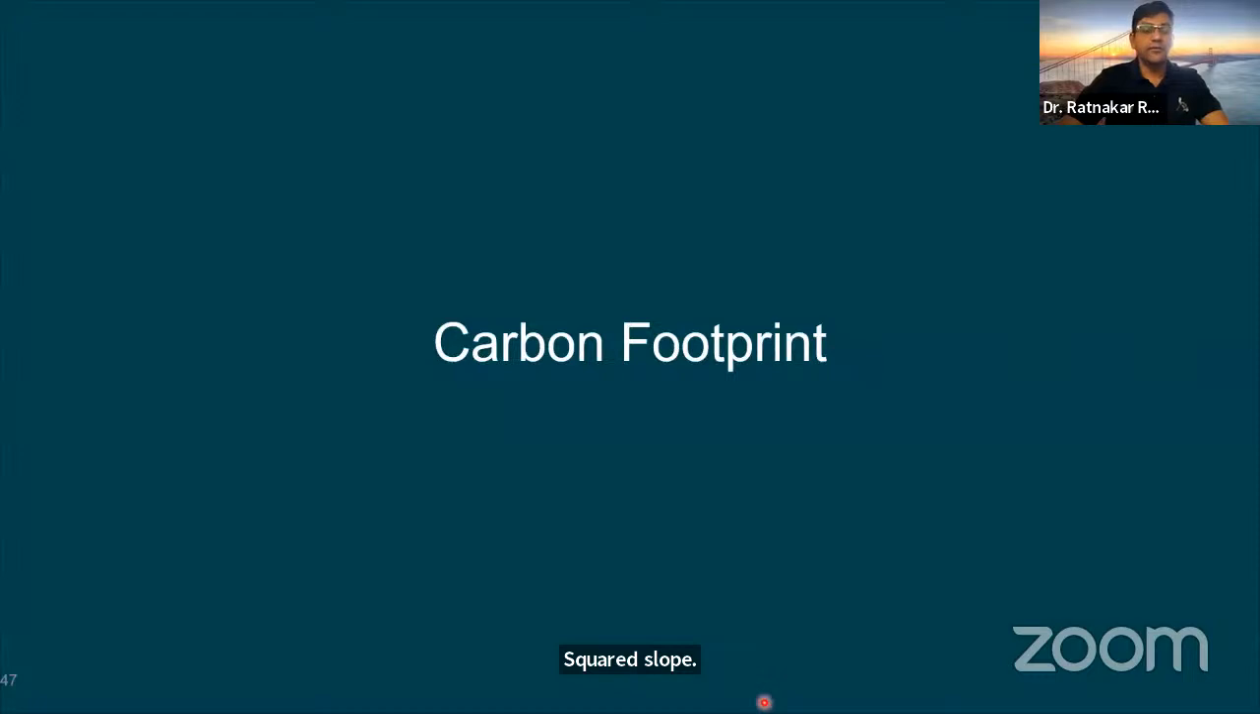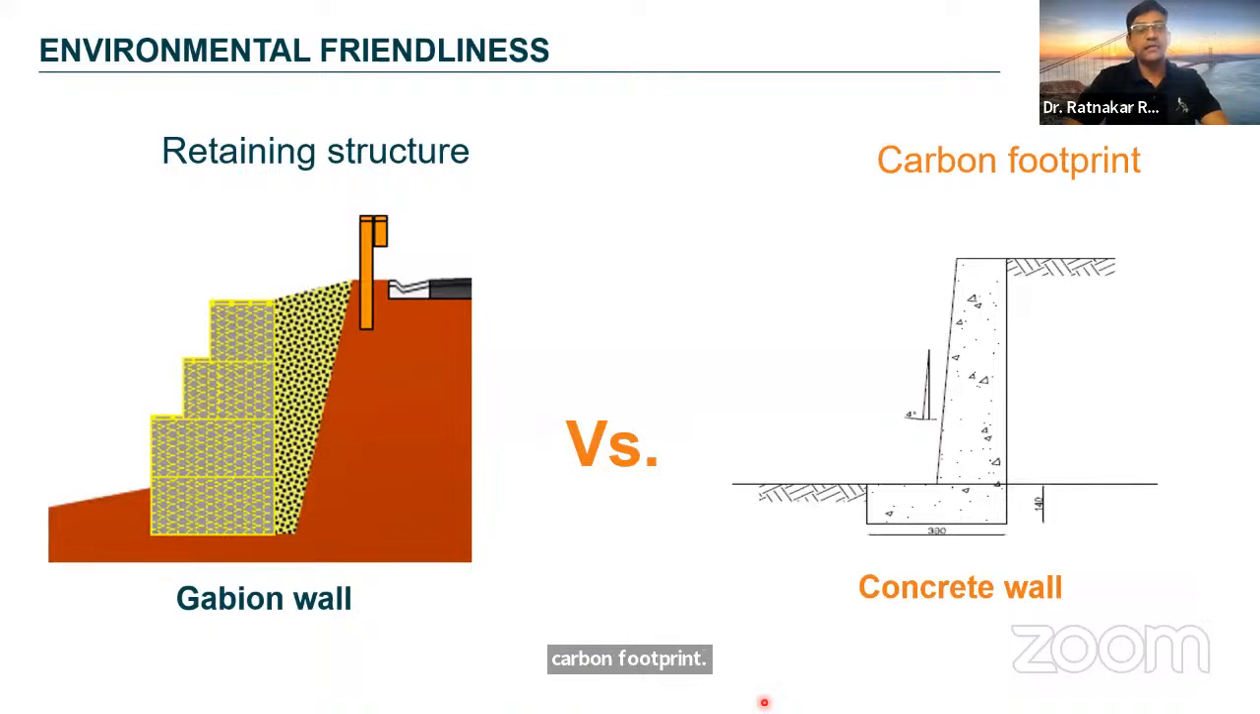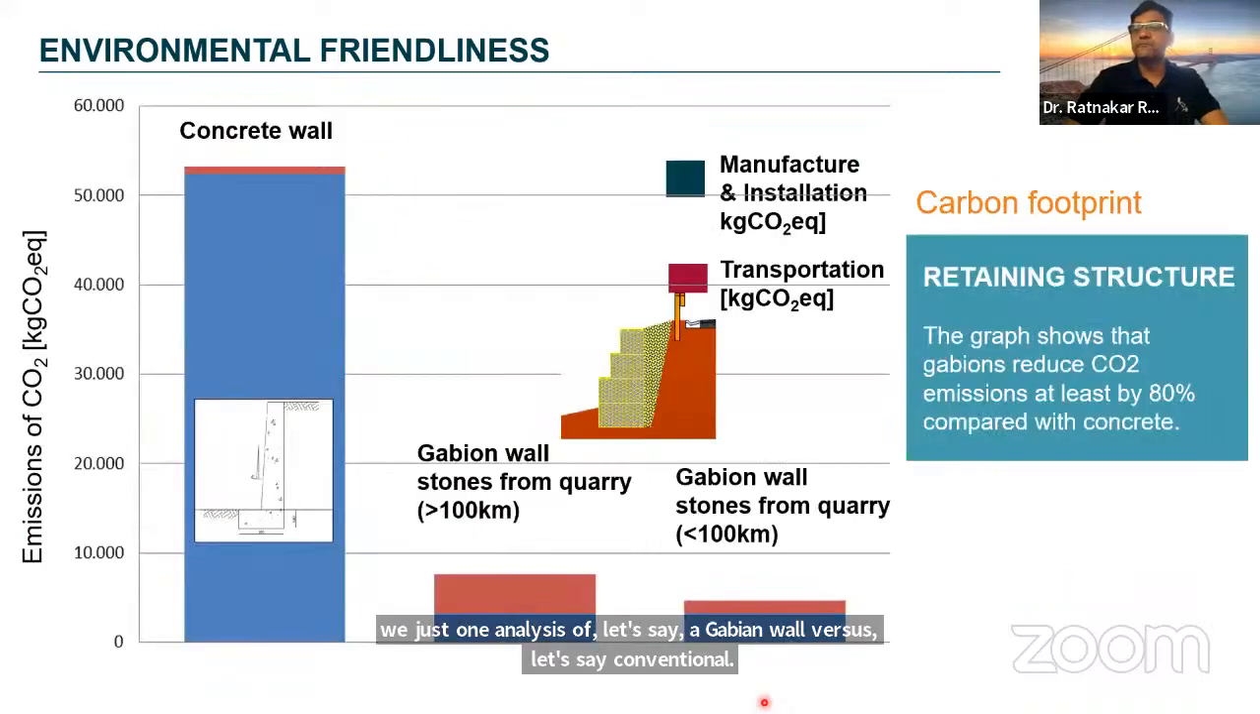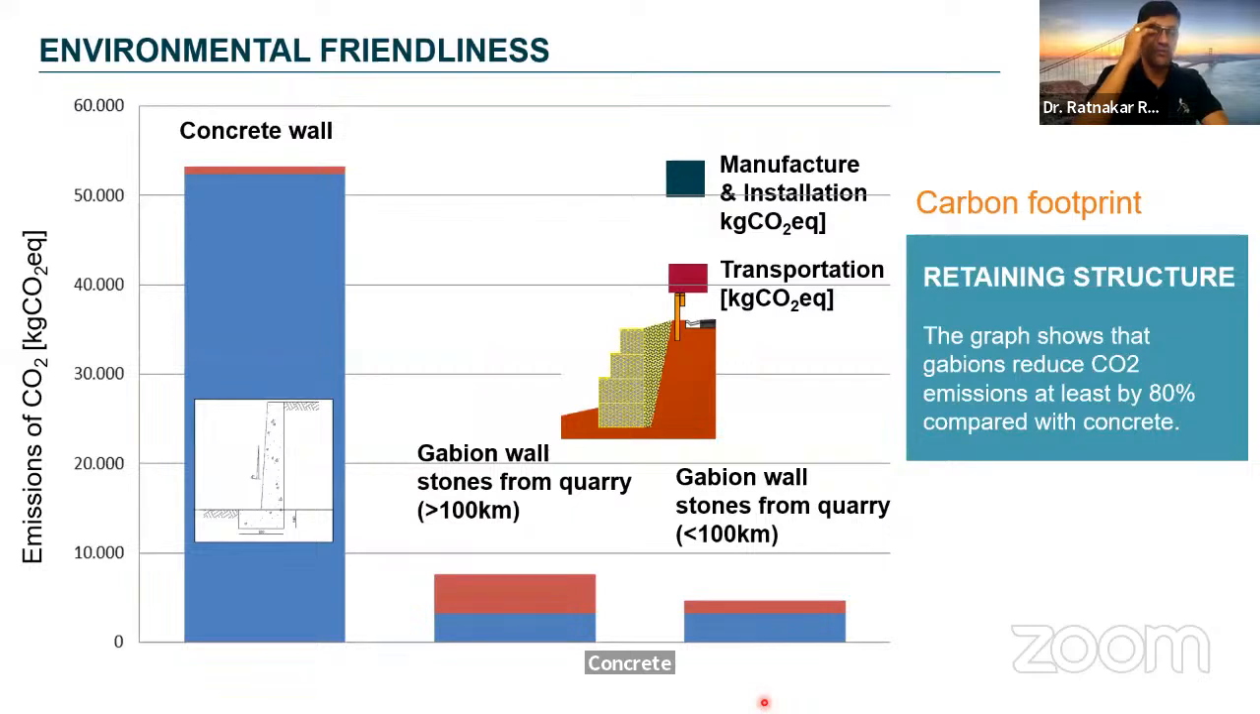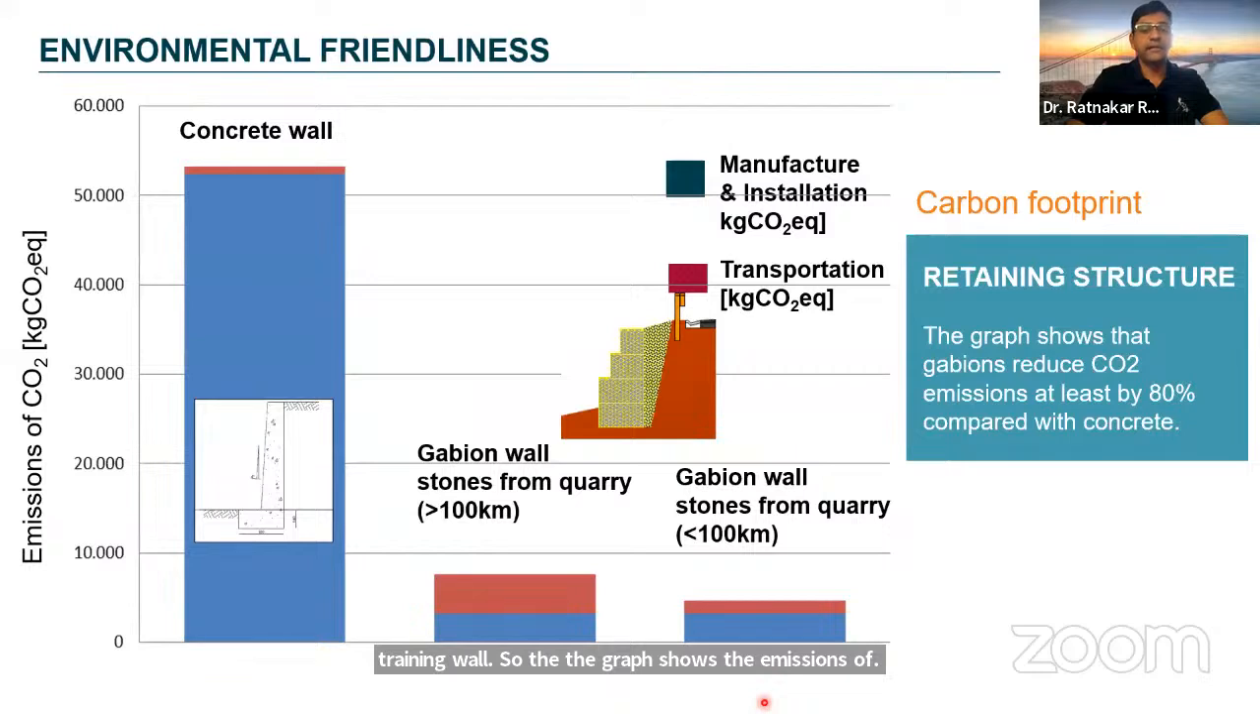One important part is that we need to understand the carbon footprint. So we did one analysis of a Gabion wall versus a conventional concrete retaining wall. The graph shows the CO2 emissions, comparing the concrete retaining walls versus the Gabion walls. Of course, for a concrete retaining wall, you require cement, steel, aggregate, and sand, and in Gabions, you require the mesh plus the stone.